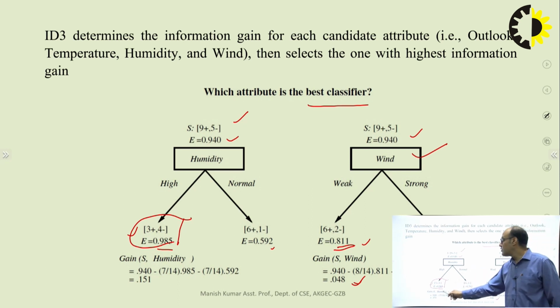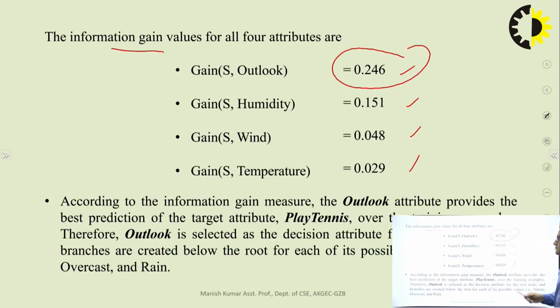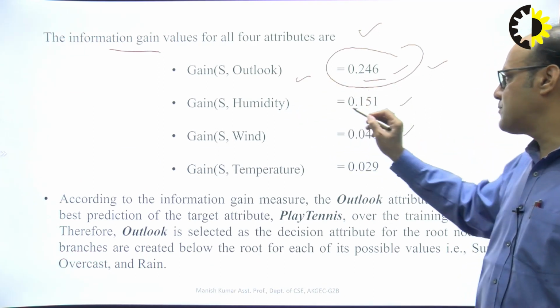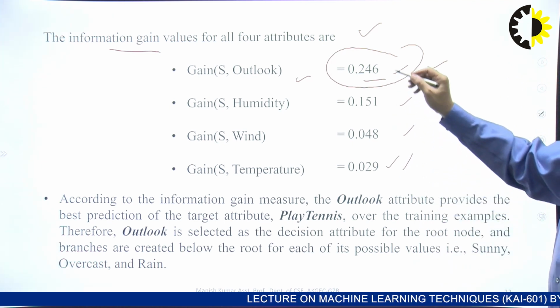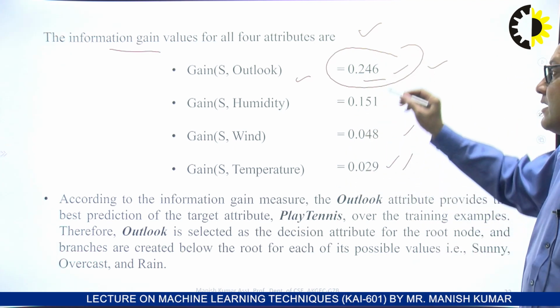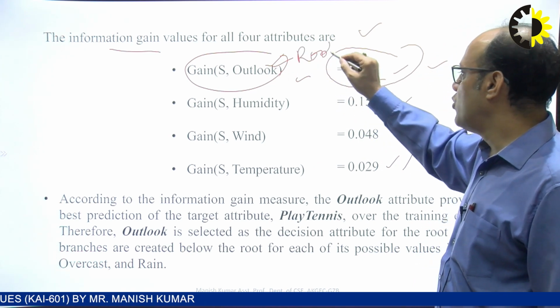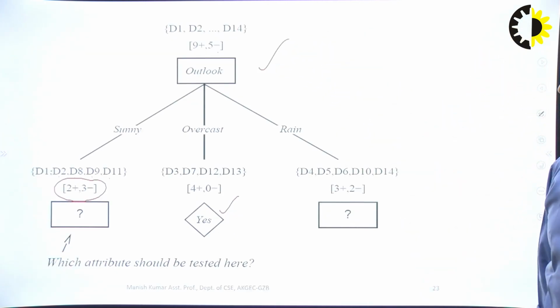Similarly, the gain for humidity will be calculated like this. For each value of a particular attribute, we calculate the entropy, then the information gain. I have summarized the information gain values for all attributes here: outlook is 0.246, humidity is 0.151, wind is 0.048, temperature is 0.029. Which is the highest value? 0.246. It means that outlook will be the root node of this decision tree. See, this is the root node.